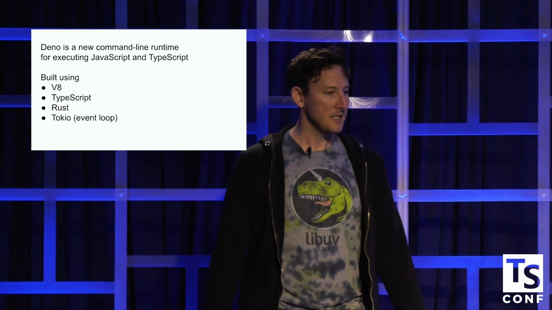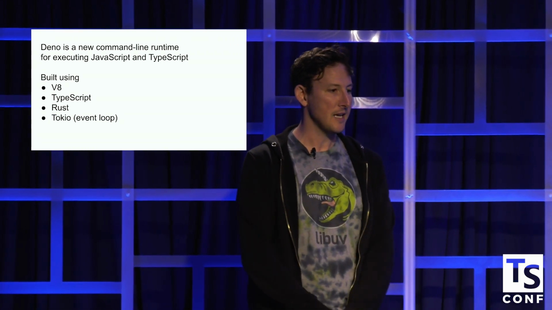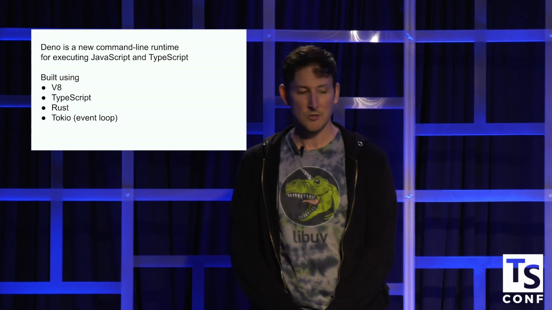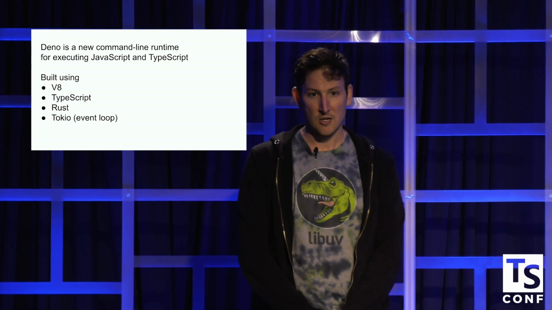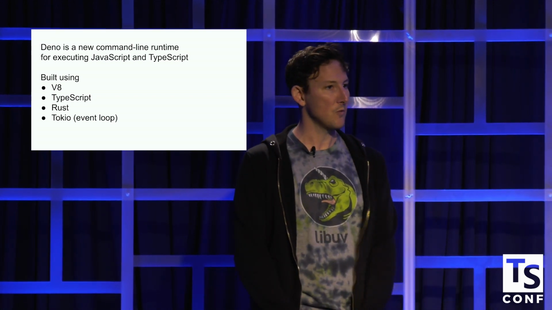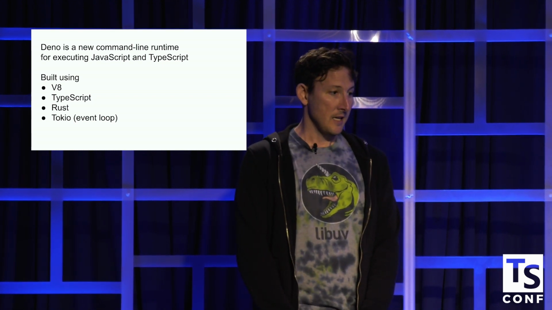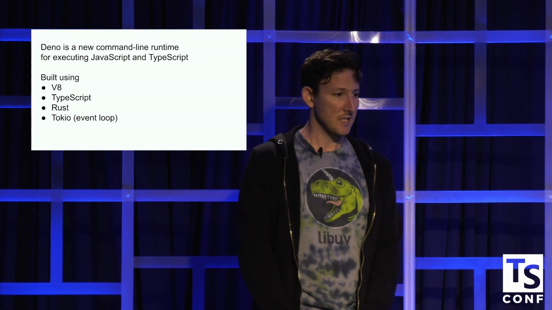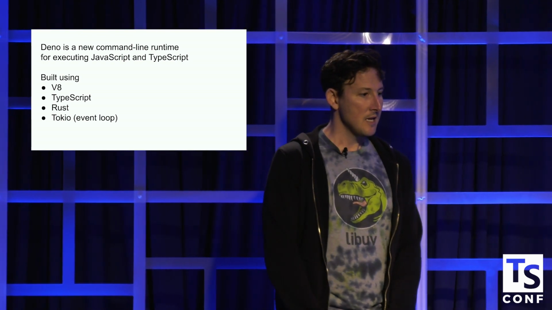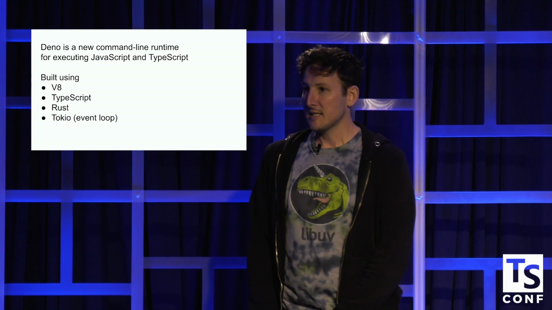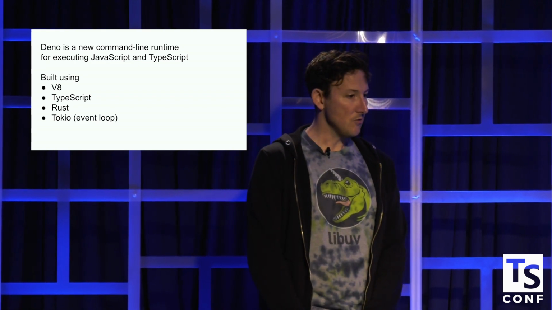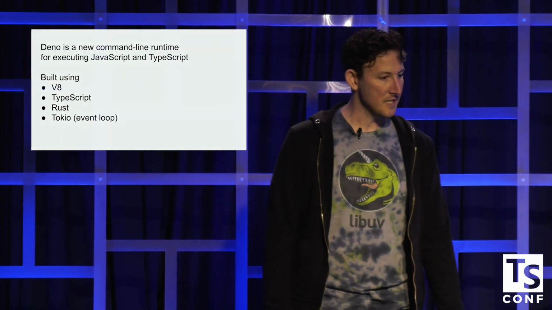So yeah, Deno's a new command line runtime, and it's for executing JavaScript and TypeScript. And it's built on top of V8. And in some ways, it's kind of a framework around V8. And it has the TypeScript compiler built into it. I'll talk about that a little bit. And it's built in Rust, and it's built on top of a thing called Tokio, which kind of serves the same purpose as libuv, if any of you recognize that. I won't tell you what that is, though.